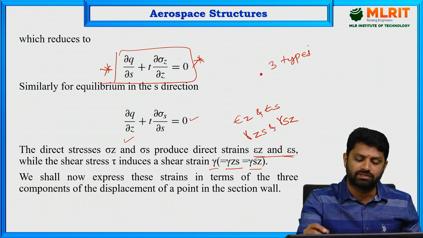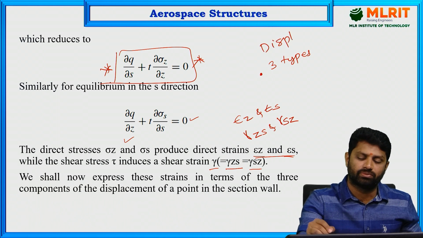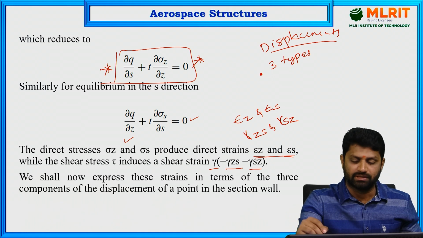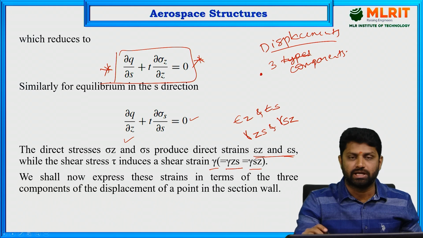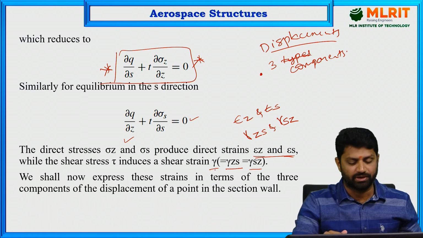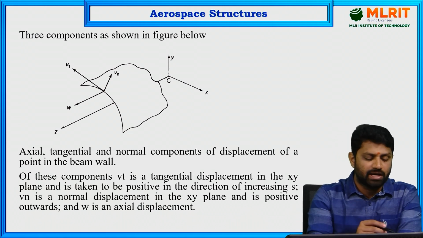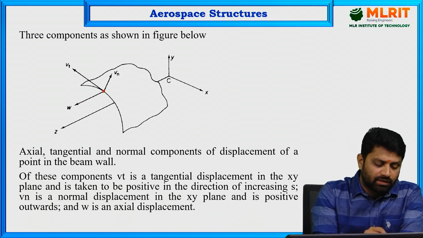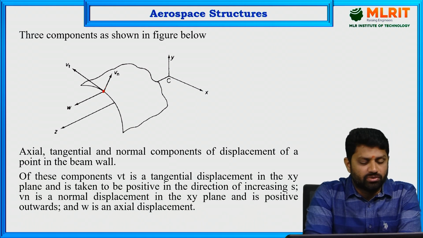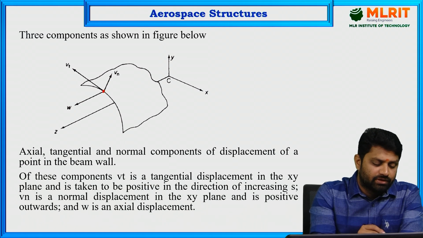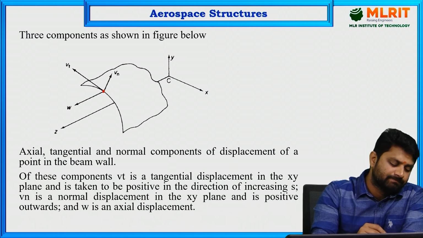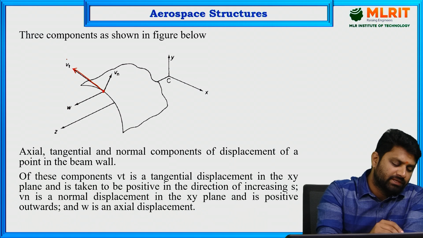So the displacements are written in three components. We will see how we are going to write the displacement in three components. For understanding that displacement, we consider this diagram and let us assume a point on any arbitrary section about which you are going to represent the displacement components. So you can see here first that vt is nothing but the tangential displacement.